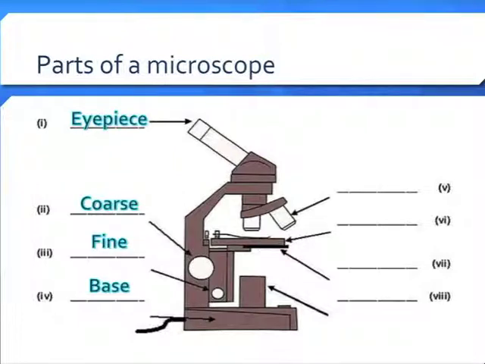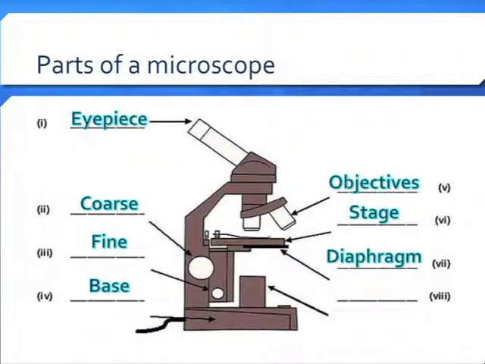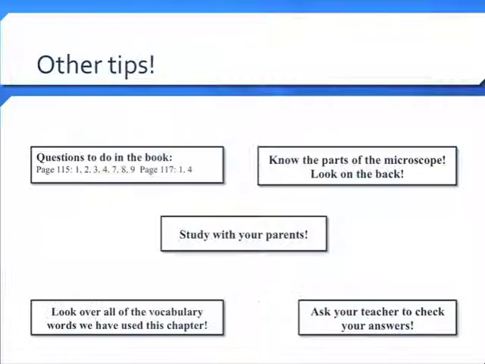Base is the bottom where the cord is coming out from. You have your objective lenses, the stage, the diaphragm underneath that controls how much light goes through, and then the actual light. Make sure you are ready to mark any of these on the quiz. They're all there, available for us to put on the quiz.